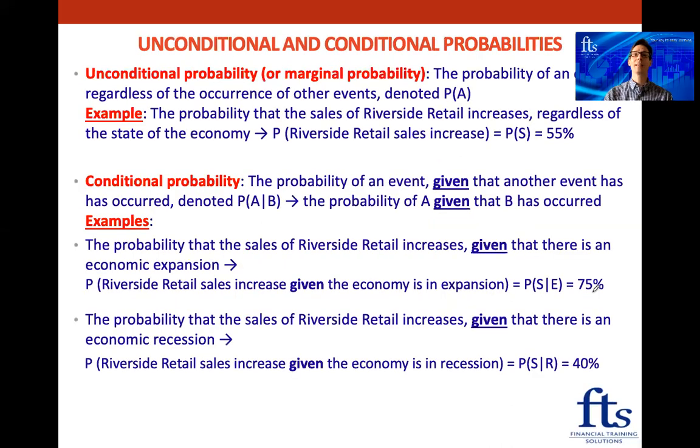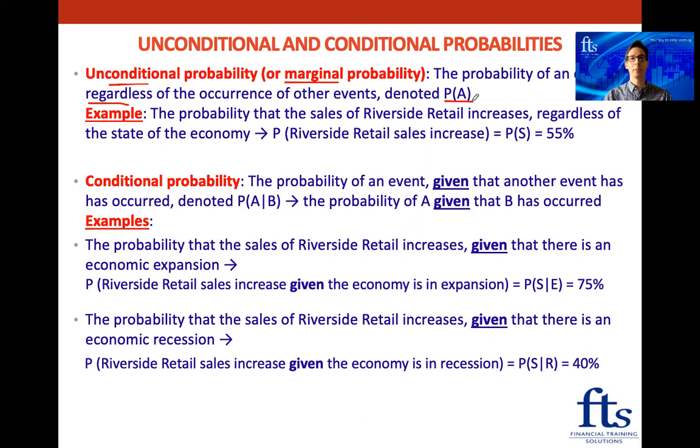Fantastic. Right, so now we're going on to unconditional and conditional probabilities. First of all, we're going to do the unconditional one, which is also called marginal probability. This is the probability of an event regardless of the occurrence of other events, which we just denote the probability of A. So it's the probability of something happening regardless of any other news.